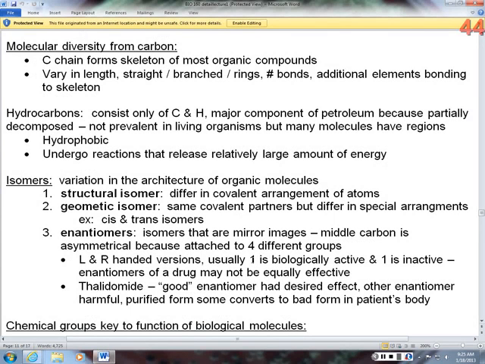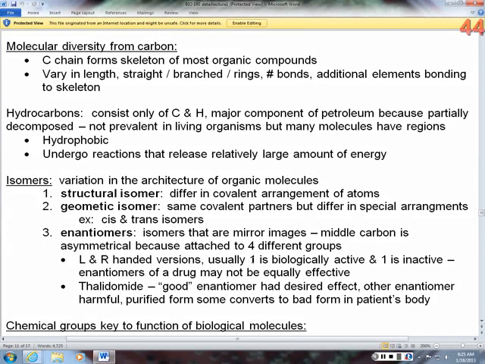So a major component of petroleum products is going to be hydrocarbons, and because they're partially decomposed organisms, you're going to find these in a lot of regions. What has made your fossil fuels, and the reason they're called fossil fuels, is because they're made of partially decomposed organisms. Organisms are made from carbons, and that's how we get all of the carbon in that fuel. So they're hydrophobic. They do not like water.